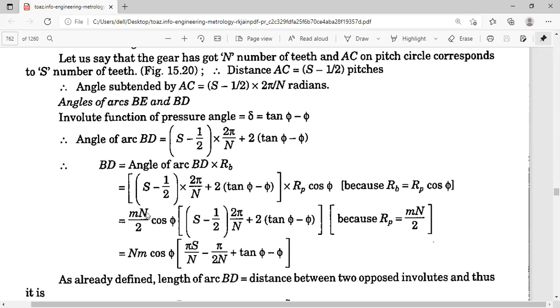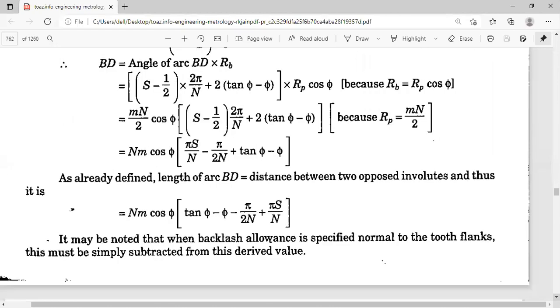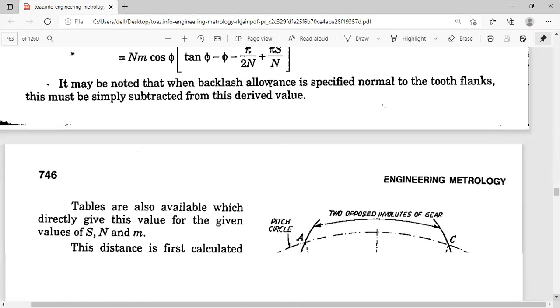So you try to take the common terms here and readjust the terms so that you will get the final term as Nm cos phi. So you just try to have this as pi s by n minus pi 2 by n. You just try to readjust these terms so that the final term will be this one. So already defined, what is this length of arc BD? The length of arc BD is nothing but the distance between two opposed involutes. Two opposed involutes. You can see in the diagram below.